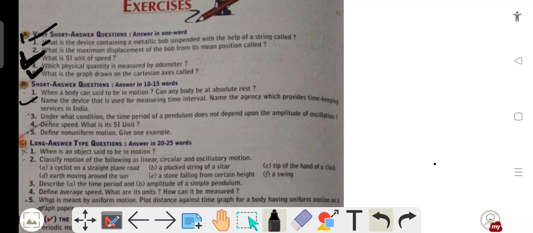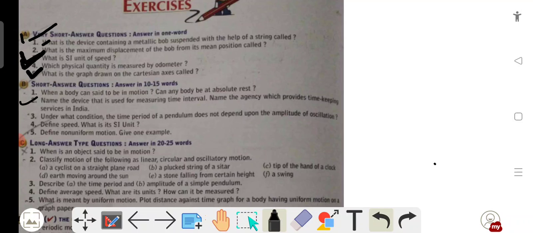B2, name the device that is used for measuring time interval. So the device we used for measuring time interval is stopwatch. Okay, the device used for measuring the time interval is stopwatch.